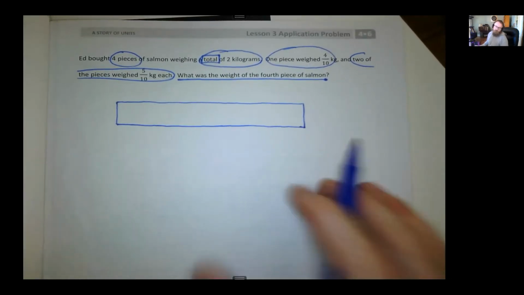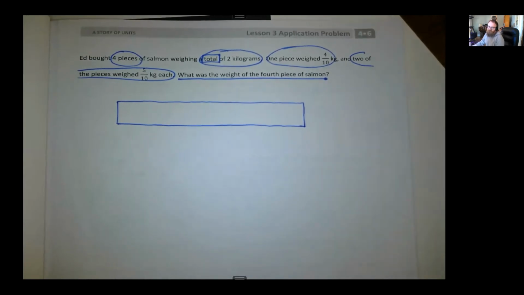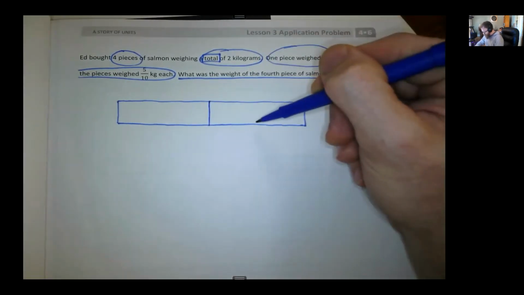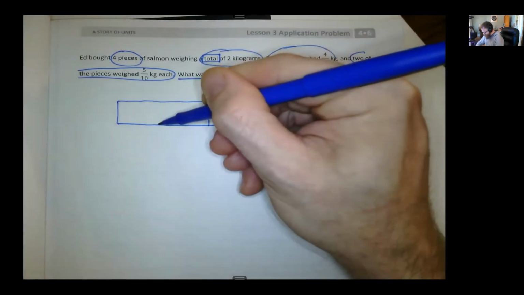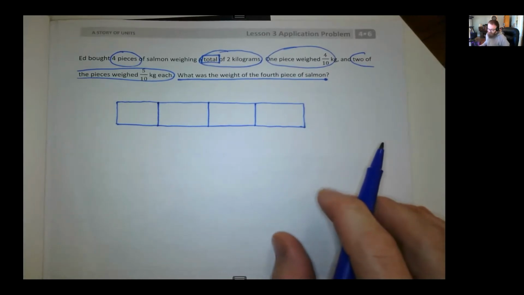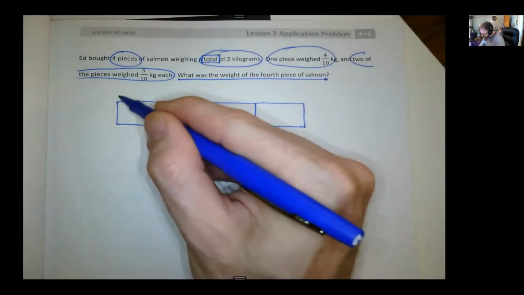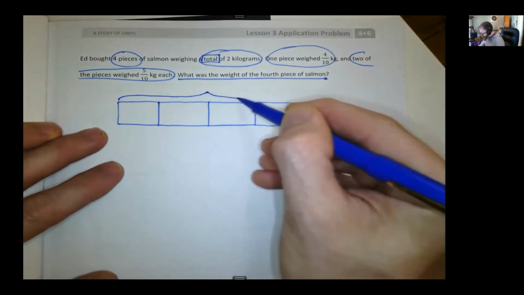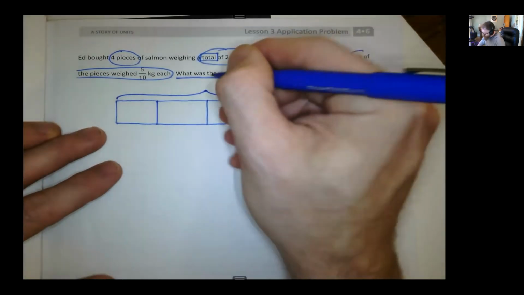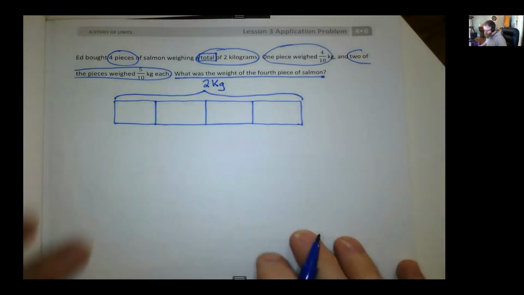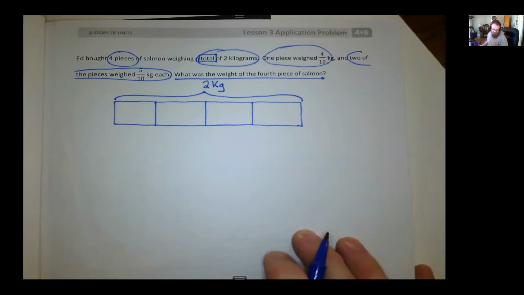We have 4 pieces of salmon, so we need to separate our tape diagram into 4 parts, which means you'll draw 3 lines, right? You can split it in half and in half again. We need to label our tape diagram with the information that we know. We know that our total weight is 2 kilograms. So we can draw a bracket at the top and label our total 2 kg, 2 kilograms, our total weight of salmon.